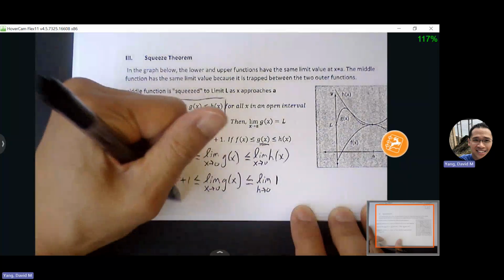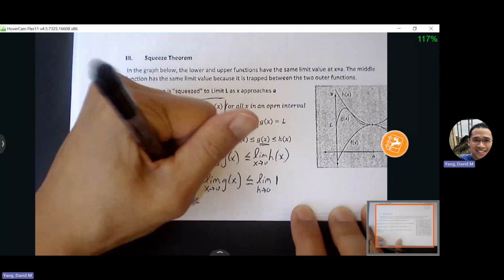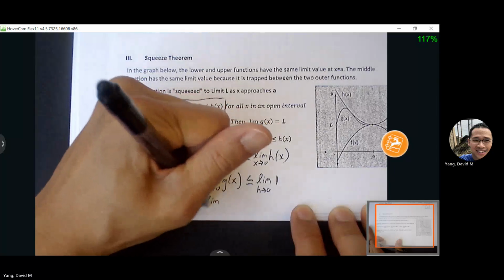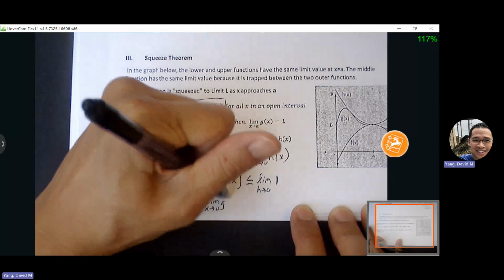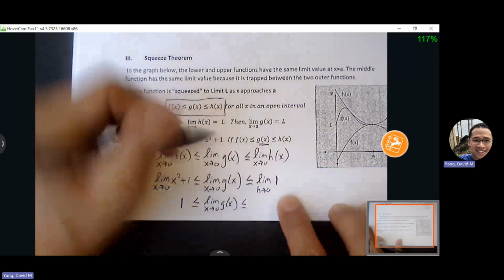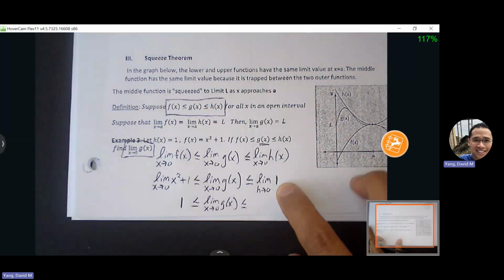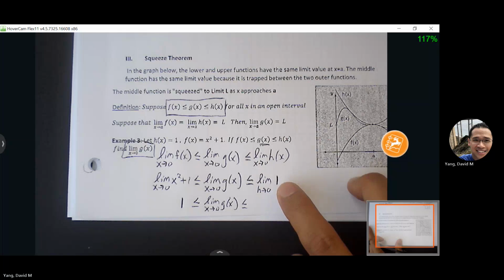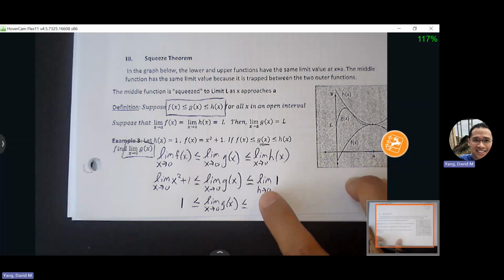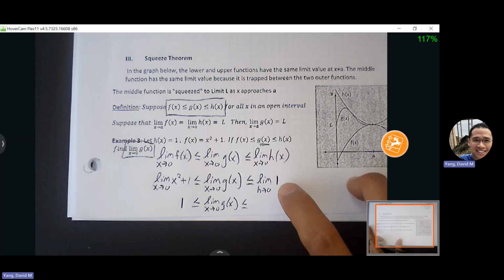Just 1. So I can say 1 is less than or equal to the limit as x approaches 0 of g of x is less than or equal to. Here, there's no variable to plug in, so this will always still remain as what? What's my limit here? 1, yep. So my value is always staying 1. There's no variable to plug in for h.